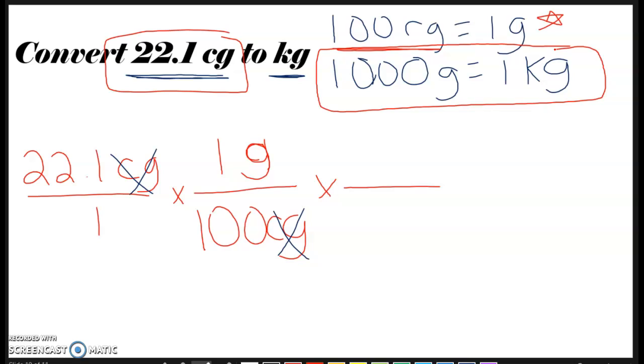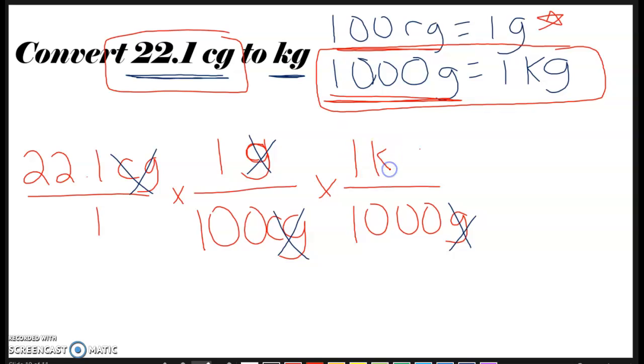Now, I've got gram here, so I'm going to write 1,000 grams at the bottom. That way the gram unit cancels, because I don't want grams, I want kilograms. And on the other side, I write that 1,000 grams equals 1 kilogram. And so let's check. We canceled out centigrams, we canceled out grams, and we're left with kilogram, which is what we wanted to solve for.